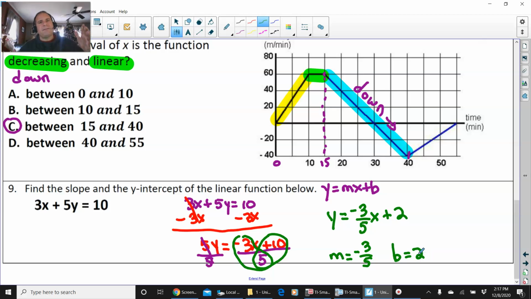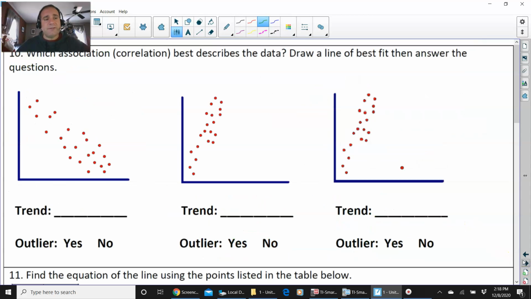You're going to have to do this a number of times during this exam. So make sure that you know how to solve for y. Y equals mx plus b. Then you could identify the slope. Then you could identify the y-intercept. Then you could graph it. You could do anything with it. So just realize that is very important.